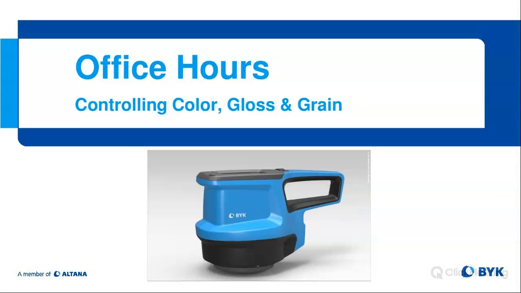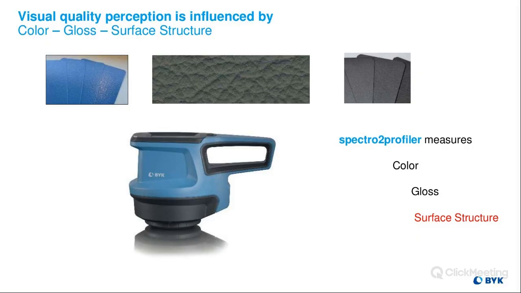To today's discussion on controlling color, gloss, and grain with our new Spectro2 Profiler instrument, which you can see here. So this discussion will focus on not just texture and grain, not just the physical part of textured materials, but how different things about it affect the appearance. So it's not just about the physical structure. It's about things like the reflectivity or gloss. It's about things like color.